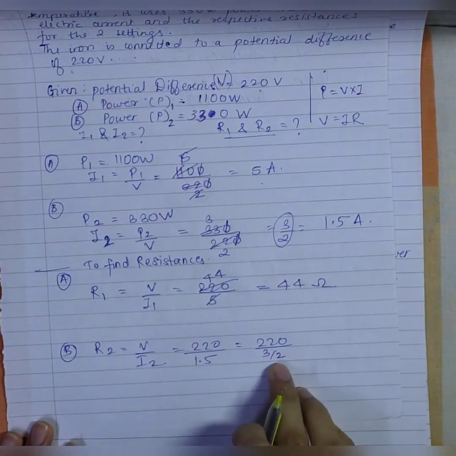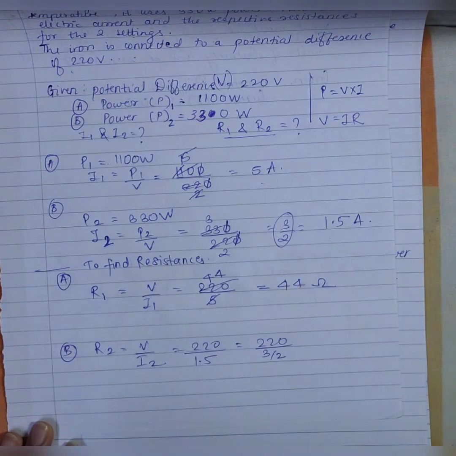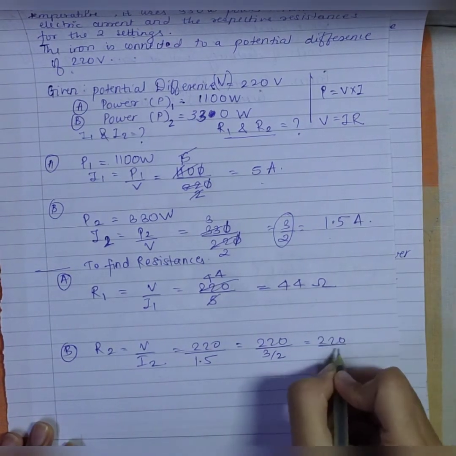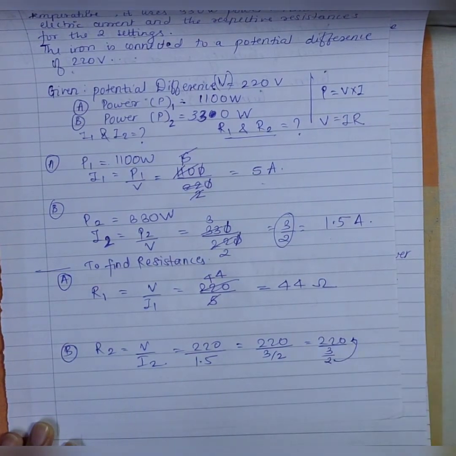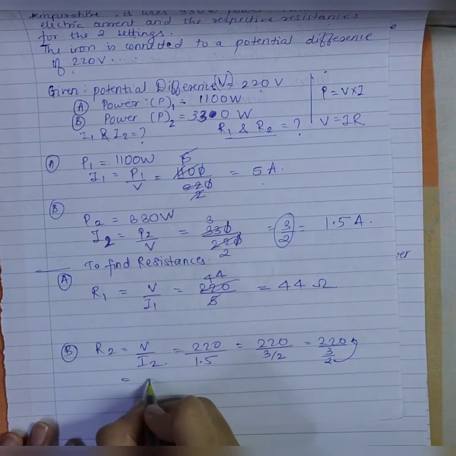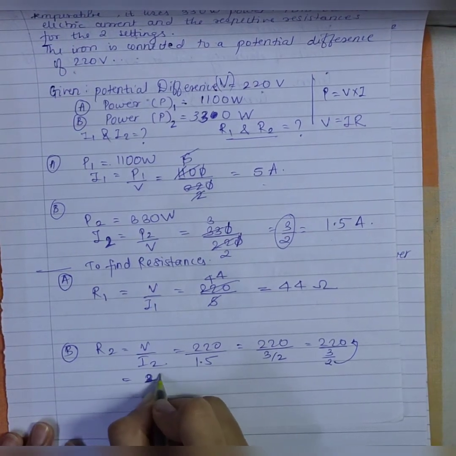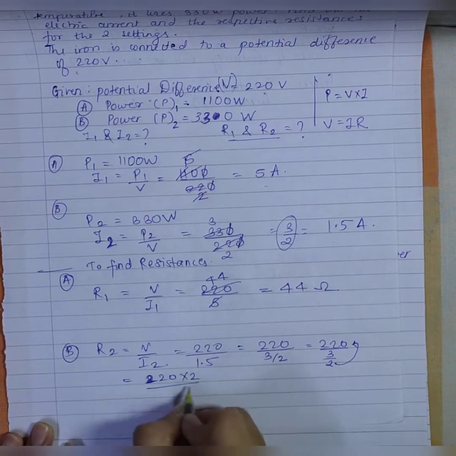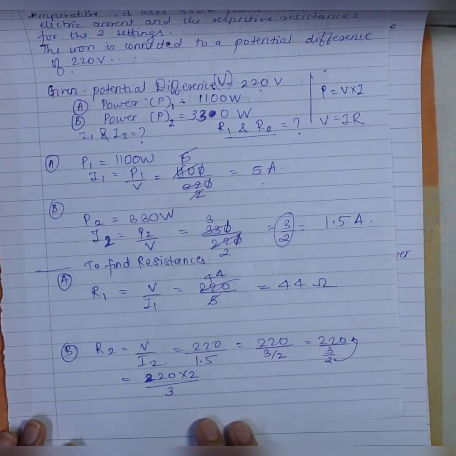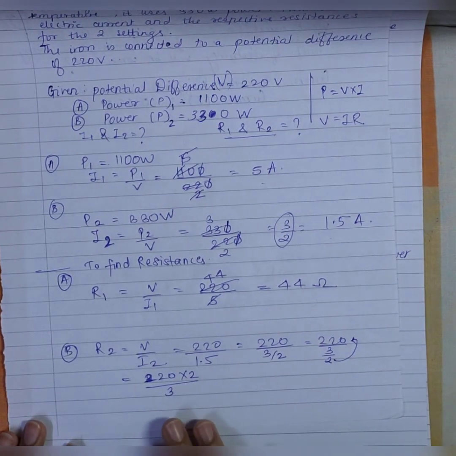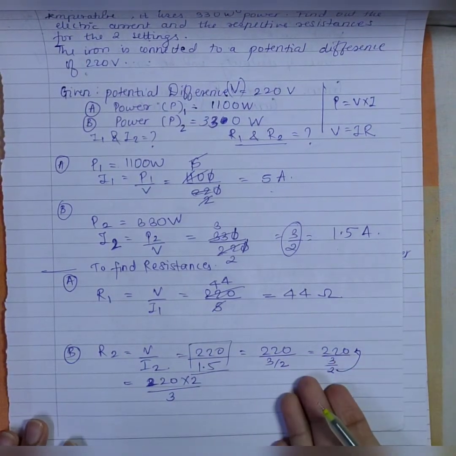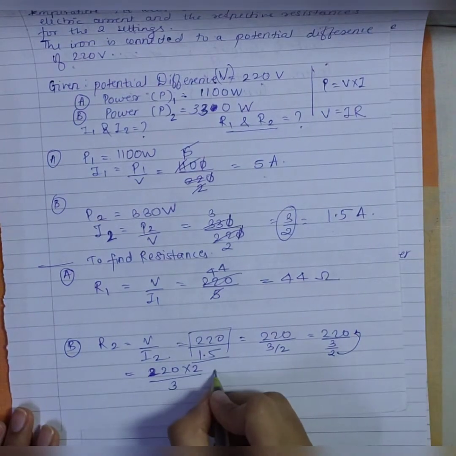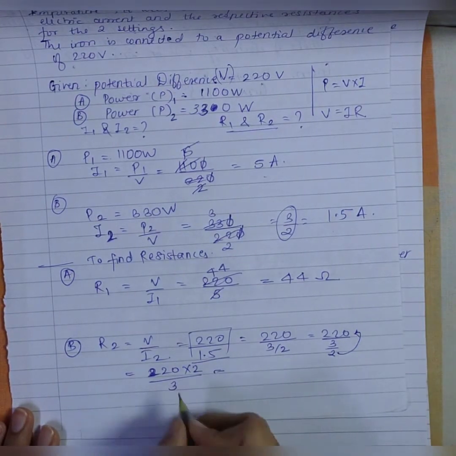Now what will happen? This 2 in the denominator will go to the numerator. I'll just make it clear to you. This will go here. It becomes reciprocal, right? So this will become 220 into 2 upon 3. Now if you find this difficult, please do not use this method. You can directly do this, or else you can use this method too. Okay. Now I will start dividing this.